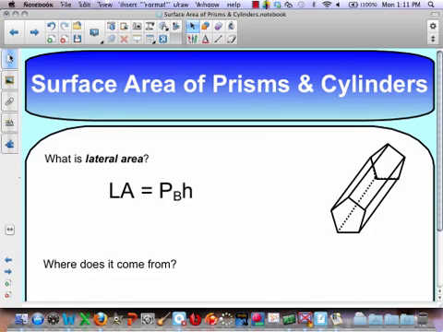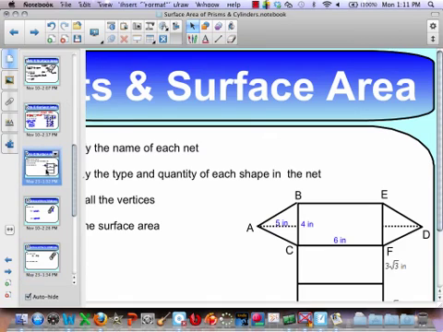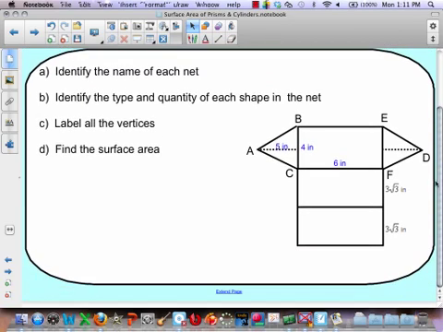Let's look at that for a minute. Where did that actually come from? Let's go back to our little net right here. I know we didn't really do this one, but it's fine. Right here we have a triangle, correct? And therefore we have 3 rectangles, because we have 3 sides to our base. If I fold this up, the length of AC becomes the length right here. And the height doesn't change, no matter which rectangle I have.